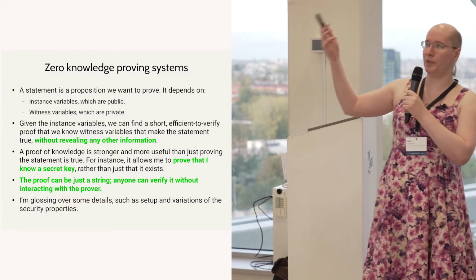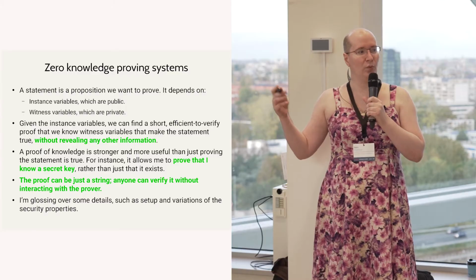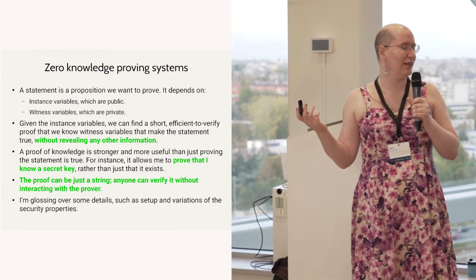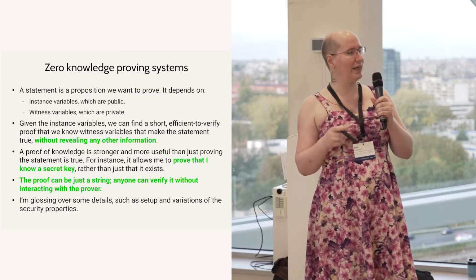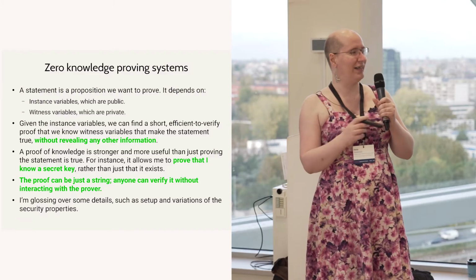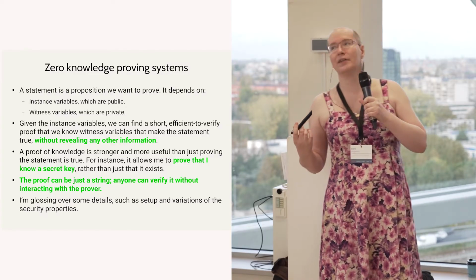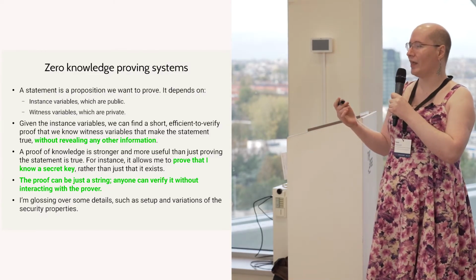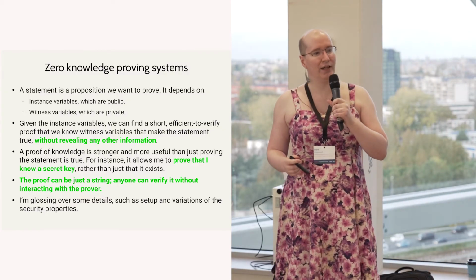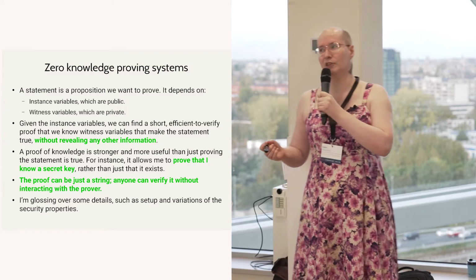So this has to be a proof of knowledge because we actually need to know that, for example, if you're spending a note, then you have to know the private key. It's not sufficient to prove that a private key exists because it might not be yours. And the proof is just a string, which makes this suitable for use on blockchains, because you can just include it in the transaction.